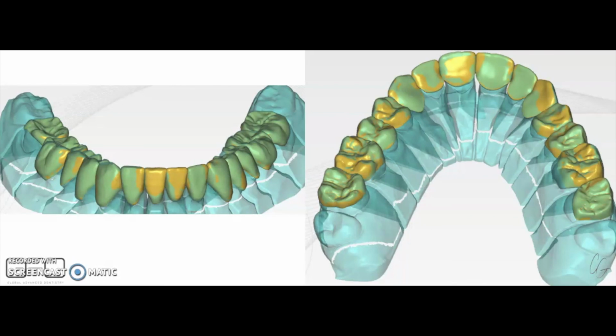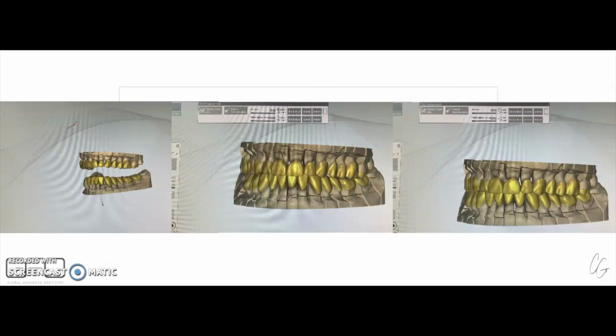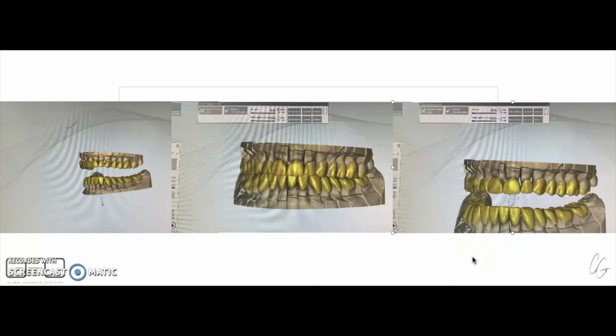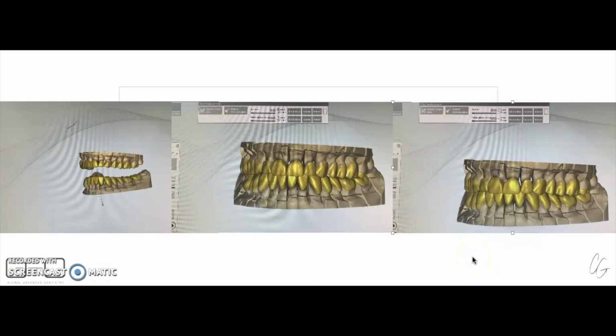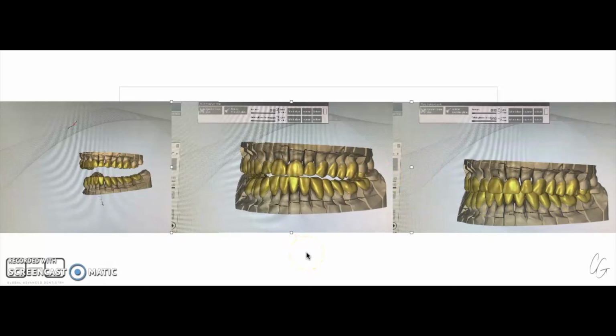And another thing is it creates the final restoration with also the mojo. And again, we have the cycle of mastication. This is not a virtual articulator again. This is our patient. This is the reality. This is the virtual reality. This is amazing. Mojo is amazing.